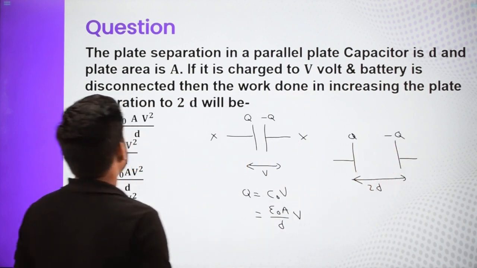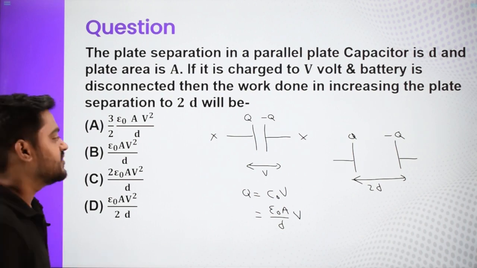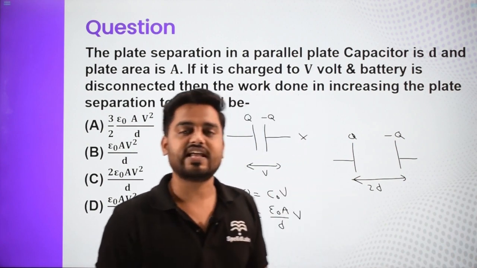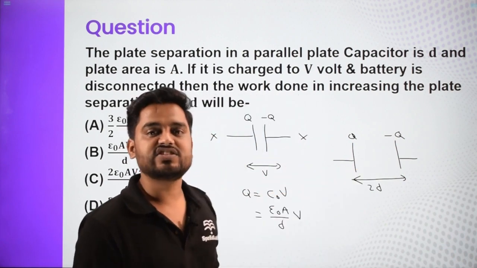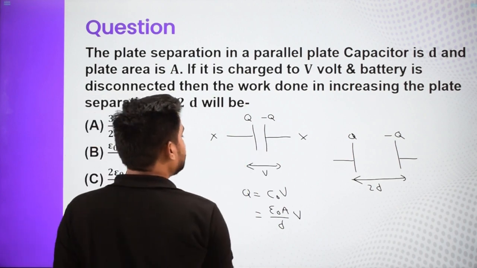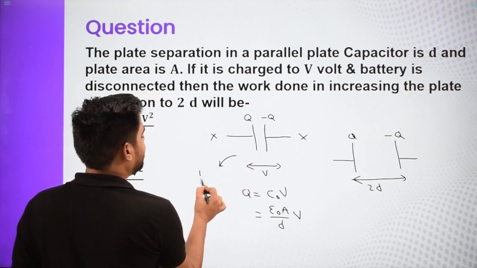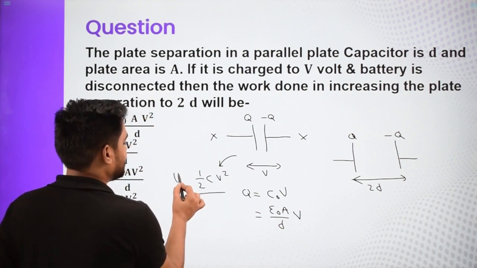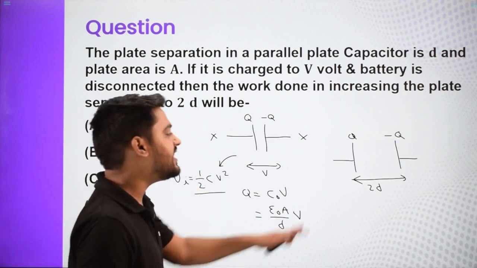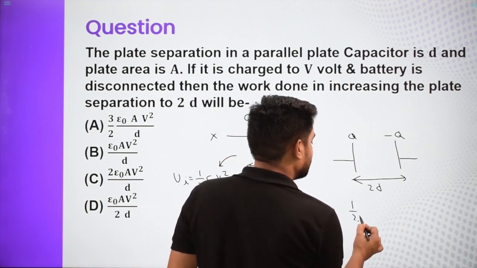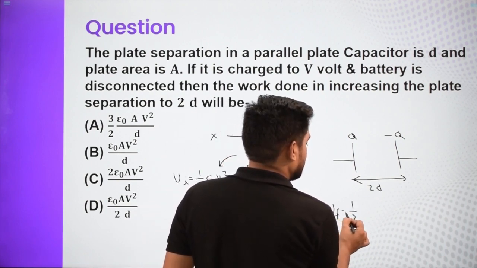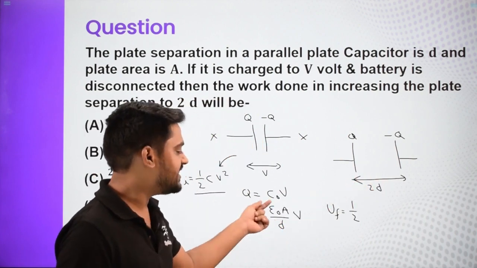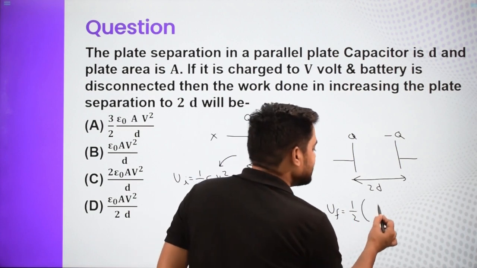So they are asking what is the work done? I am saying the work done will be whatever is the increase or decrease in potential energy. Whatever the change in energy, that will be the work done. So what is the energy over here? The energy over here is half CV square. This is the initial energy of the capacitor. What is the energy over here? It is half CV square, but C itself is what? See, when you are making the distance twice, C is becoming C by 2. So the capacitance is now C by 2.